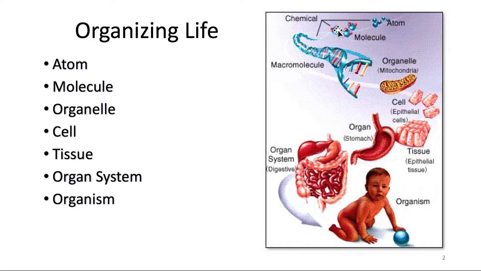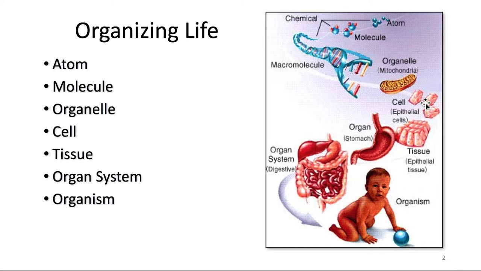And molecules can come together to form larger molecules known as macromolecules, macro meaning large. And this is one example of a macromolecule. This is DNA, which is a nucleic acid. And those macromolecules come together to form organelles like the mitochondria, which we learned about in the last chapter. And then the organelles come together to form a cell.